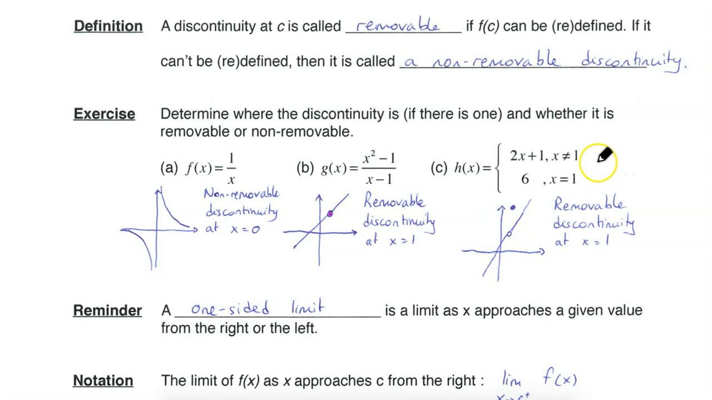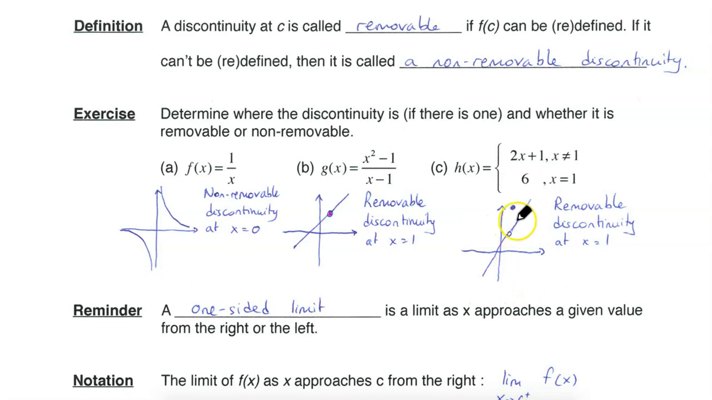Last type of example that we will see. If you have a function that is defined like that, there are two rules. One rule is for all the values of x that are not 1, and one rule is for x equals 1. We call this a piecewise function. What it looks like is something like that.